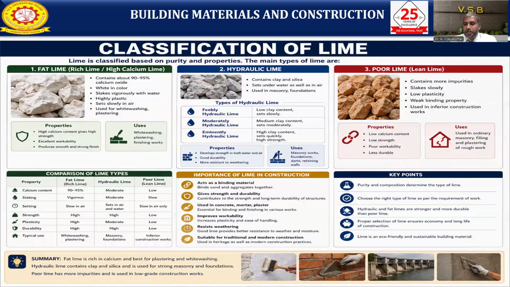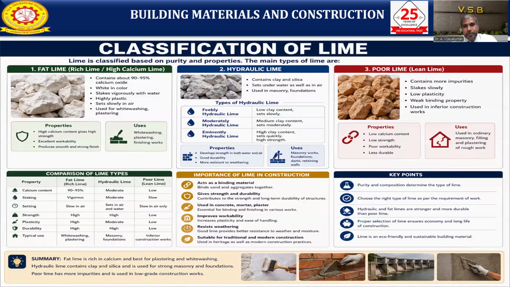So what are the key points? The purity and composition of the limestone determine the different types of lime. Choose the right type of lime as per the requirement of the work. Hydraulic lime as well as fat lime are stronger and more durable when compared to poor limes. Proper selection of lime ensures economy and long life of the construction. Lime is an eco-friendly and sustainable building material.